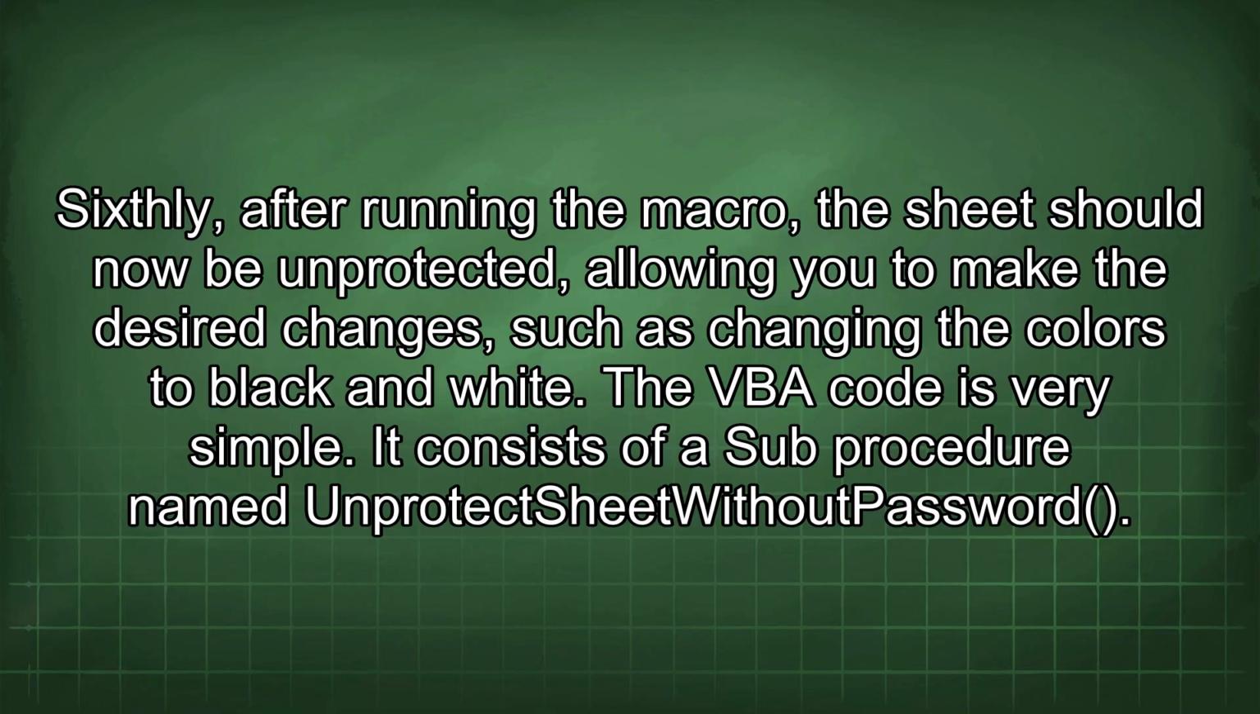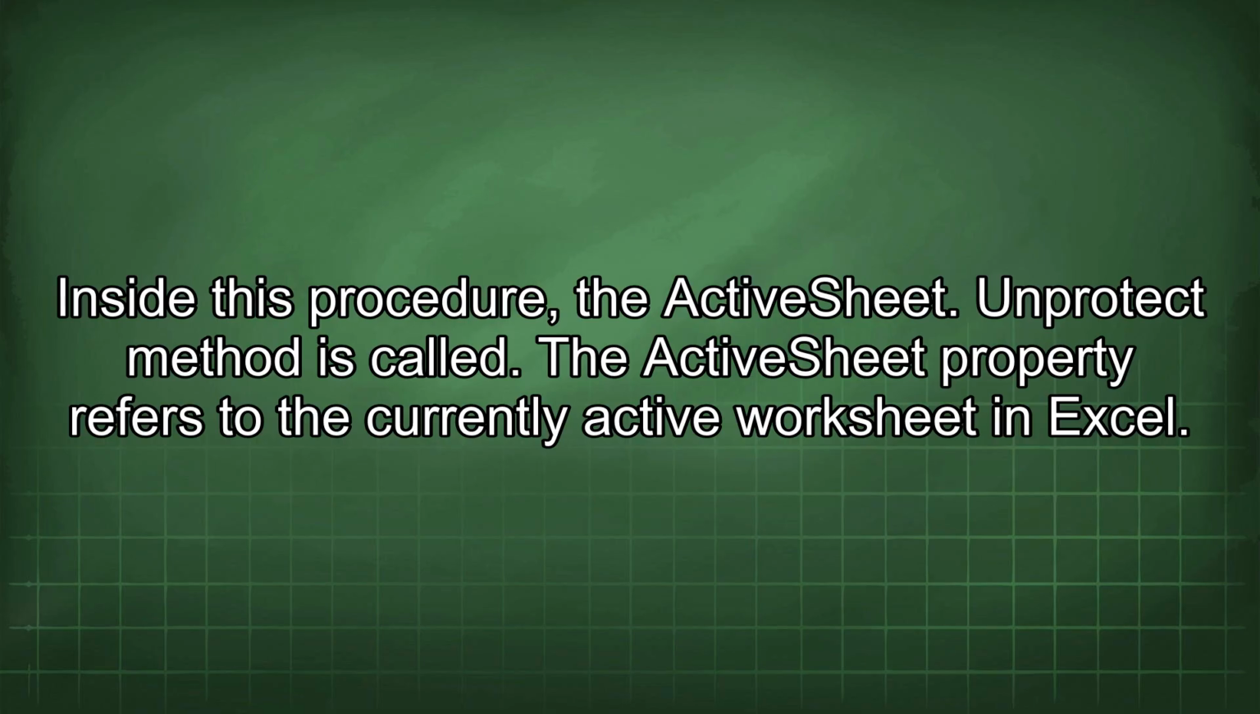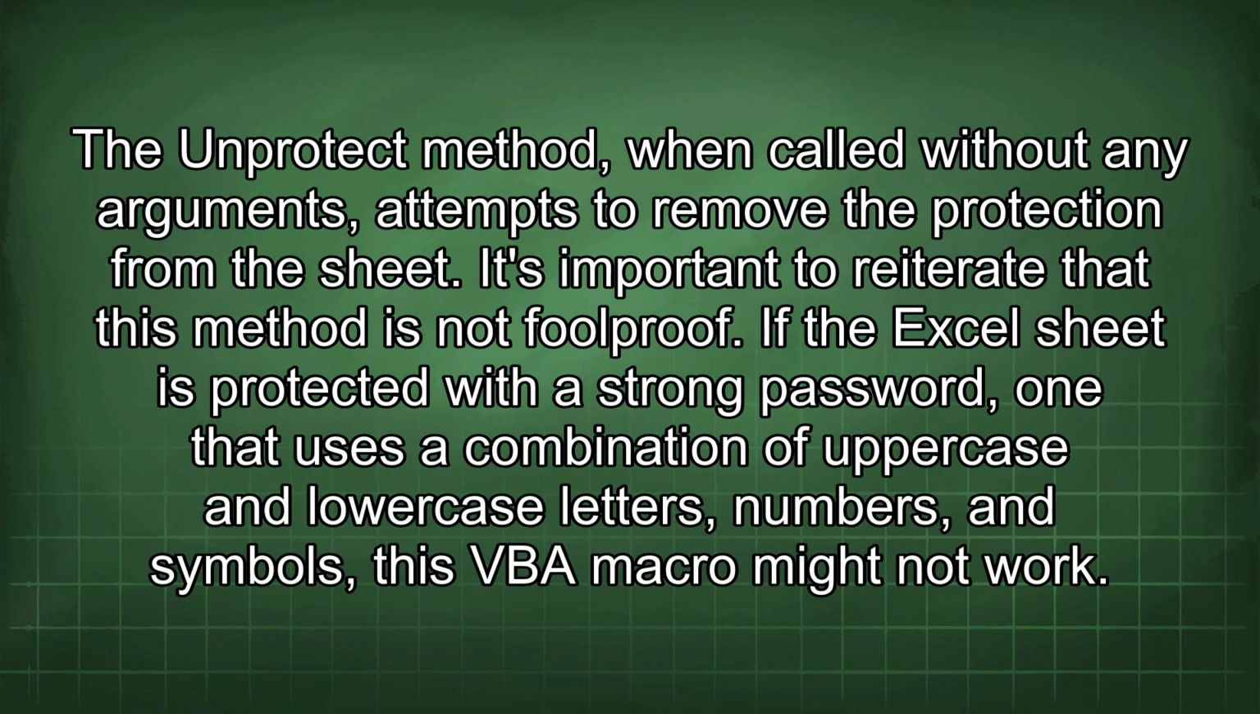The VBA code is very simple. It consists of a sub-procedure named UnprotectSheetWithoutPassword. Inside this procedure, the ActiveSheet.Unprotect method is called. The ActiveSheet property refers to the currently active worksheet in Excel. The Unprotect method, when called without any arguments, attempts to remove the protection from the sheet.